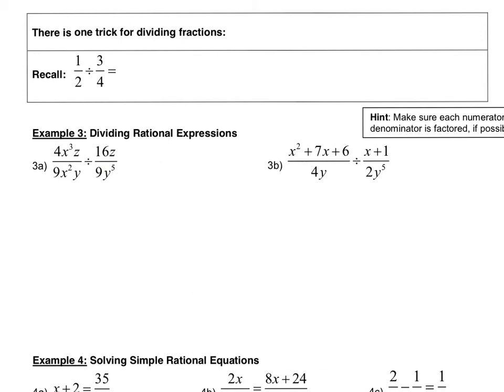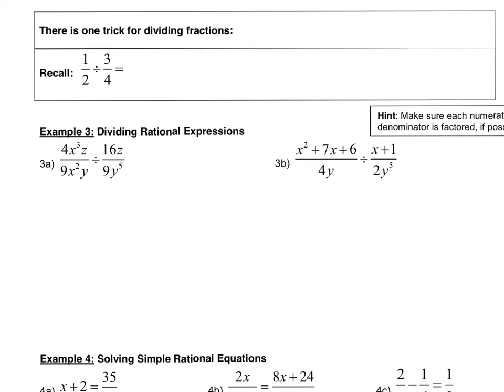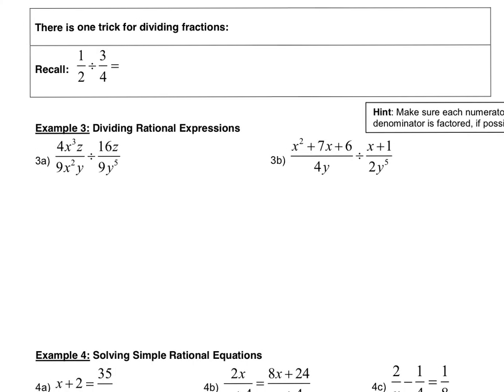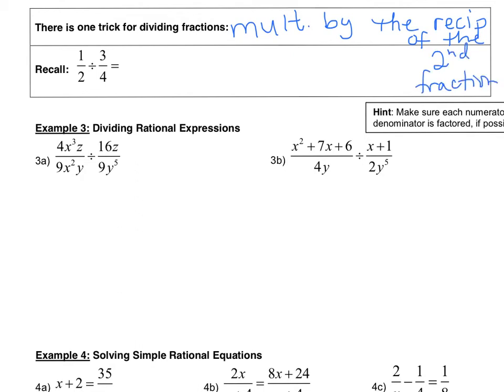In order to divide fractions, all you need to know how to do is multiply fractions, because in order to divide, you multiply by the reciprocal of the second fraction. So you leave the first one alone and you flip the second one over. So 1/2 stays 1/2. In order to divide it by 3/4, we are going to flip that 3/4 over and multiply by it. So we're going to multiply by 4/3.